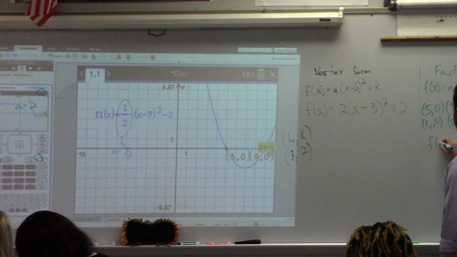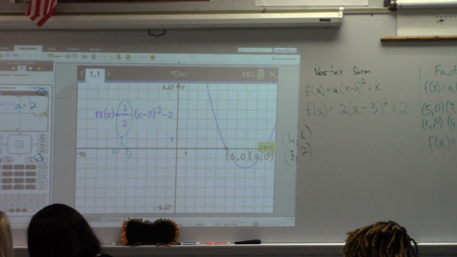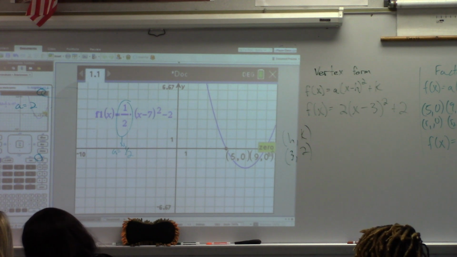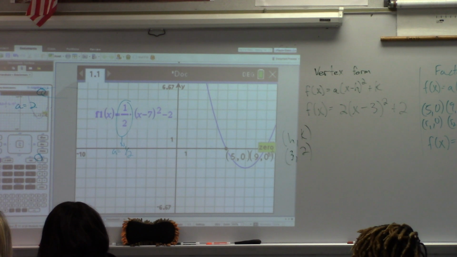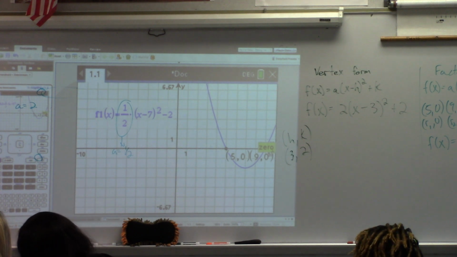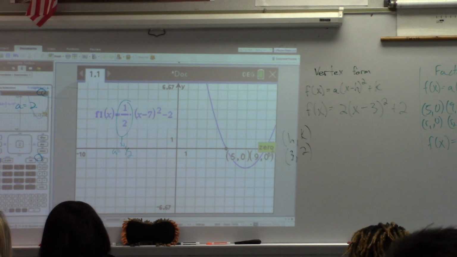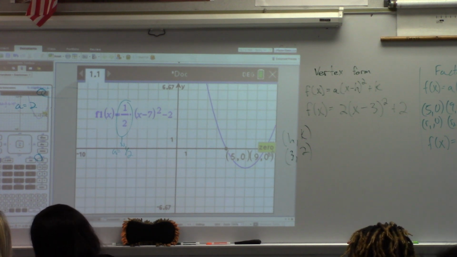So f of x equals 1/2 times (x minus 5) times (x minus 9). What happened to the square? In vertex form it was squared because it's (x minus h) squared, but that's vertex form. We're looking at factored form. It's not that you take out a square. What is x times x? x squared. So if you distribute, you get the square. It's just a different form, and it would still have the x squared involved.